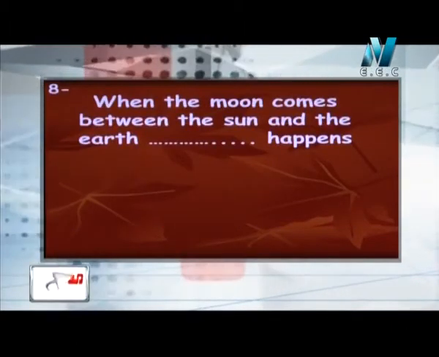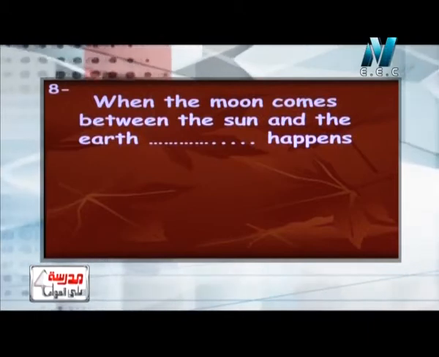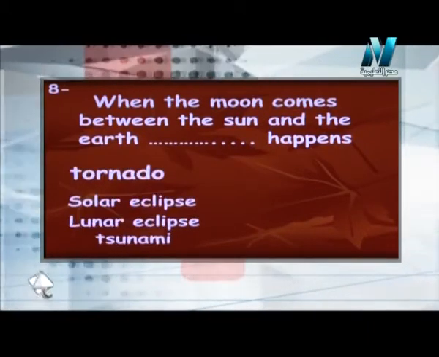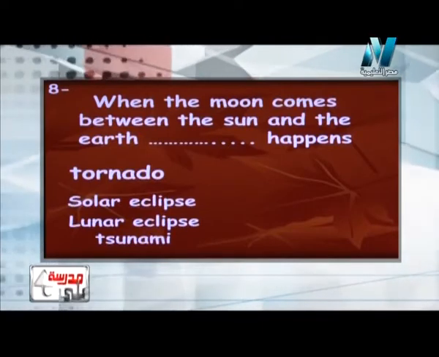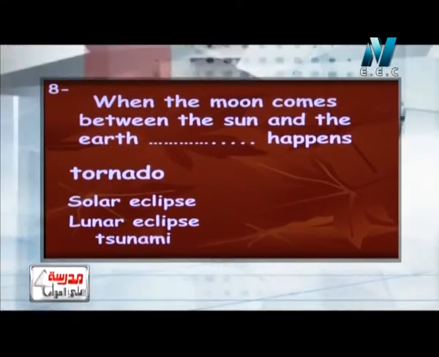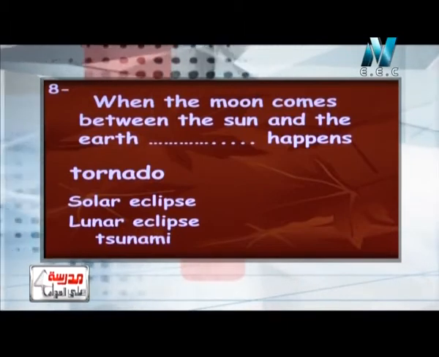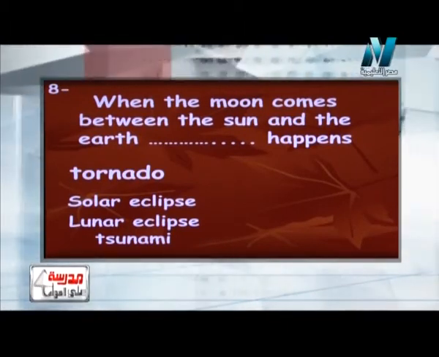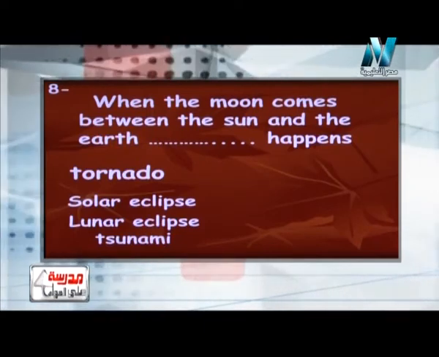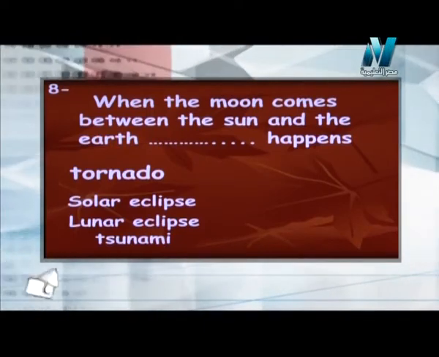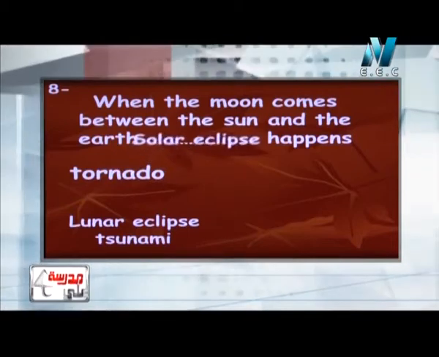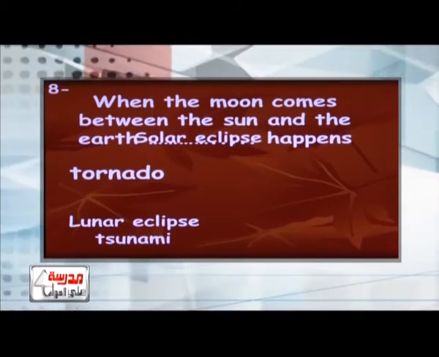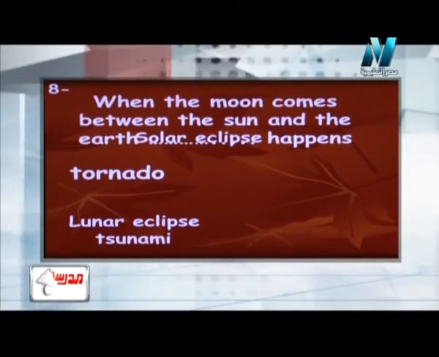When the moon comes between the sun and the earth, what happened? Tornado? Solar eclipse? Yes, we have studied this lesson. Lunar eclipse, tsunami. Surely, when the moon comes in the middle between the sun and the earth, it will be the solar eclipse.